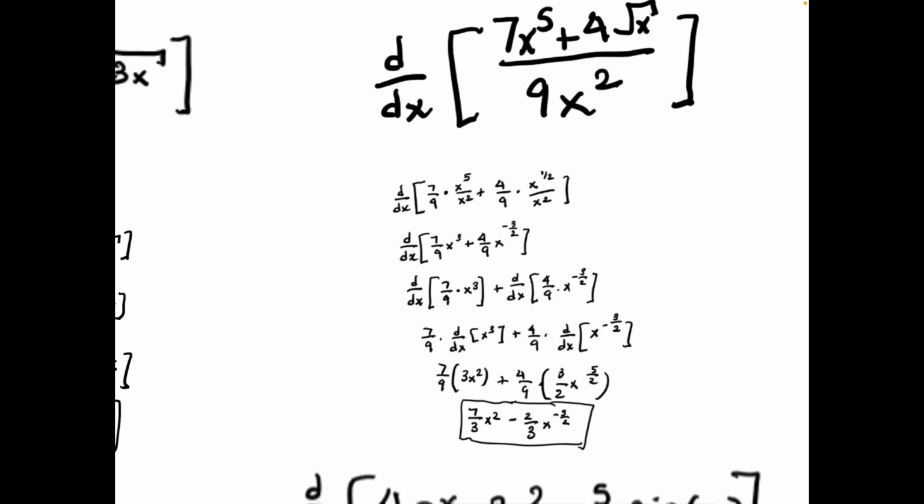So we have the derivative of 7/9 times x cubed plus the derivative of 4/9 times x to the negative 3/2. Now notice that we have 7/9 and 4/9, and we could factor those two things out. So we have 7/9 times the derivative of x cubed plus 4/9 times the derivative of x to the negative 3/2. So now we could just use the power rule and subtract 1 from the exponent, and we have 7/9 times 3x squared plus 4/9 times negative 3/2 times x to the negative 5/2. And as a result, we have 7/3 times x squared minus 2/3 times x to the negative 5/2, and that's our final answer.